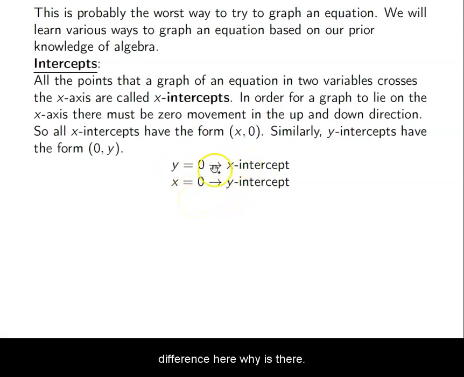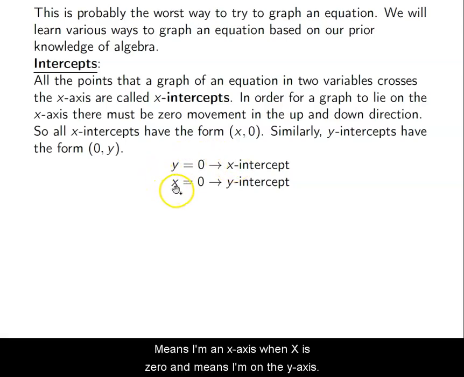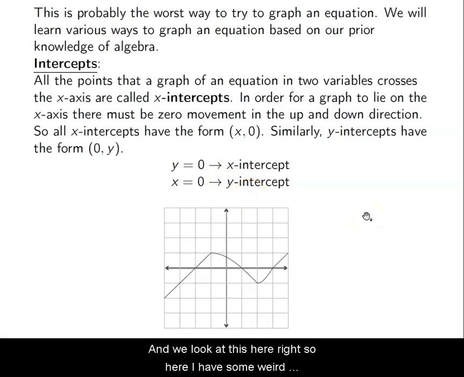So again, notice the difference here. Y is 0 means I'm on the x-axis. When x is 0, it means I'm on the y-axis. Okay, so we look at this here.